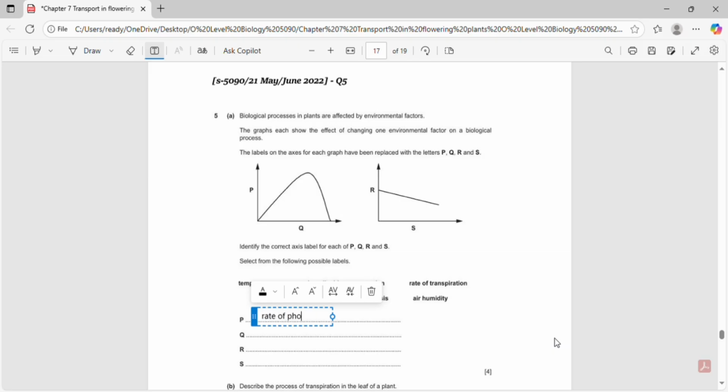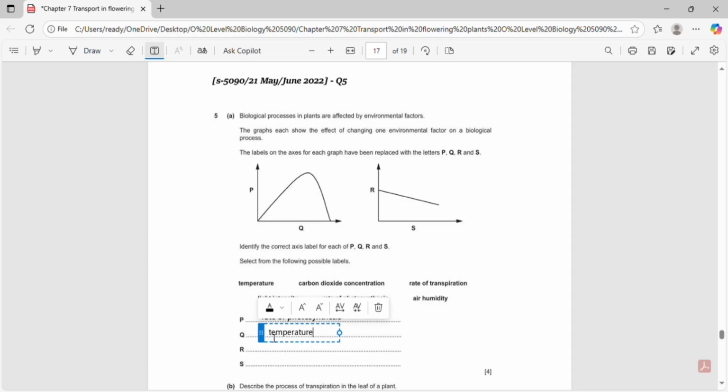First, P is rate of photosynthesis. On the y-axis of the first graph, we see a curve that rises, reaches an optimum, and then falls again. This shape is typical of enzyme-catalyzed reactions such as photosynthesis, where the rate increases as conditions improve, but drops once the enzymes begin to denature. So P represents the rate of photosynthesis.